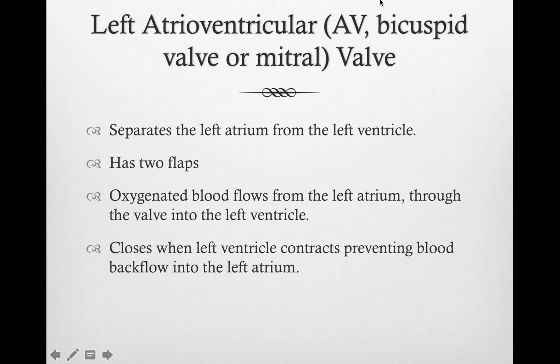Now, oxygenated blood is going to get passed from the left atrium through that valve and into the left ventricle. And at this point, when the left ventricle then contracts, it's going to slam that bicuspid valve, or the left atrioventricular valve, shut, keeping any backflow from occurring into the left atrium now.